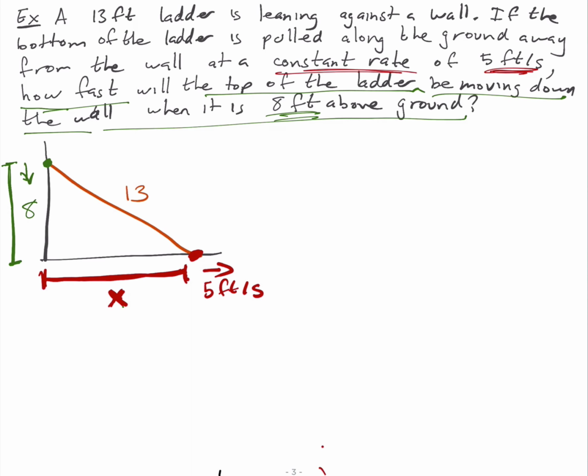So notice it is incorrect to put this 8 here. This is y. Why is it y? Because it's changing, right? As the bottom of the ladder goes away, the top goes down, so that's a variable quantity. Okay, so that's super important.